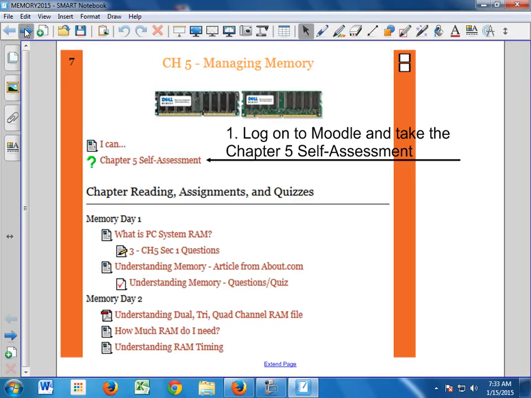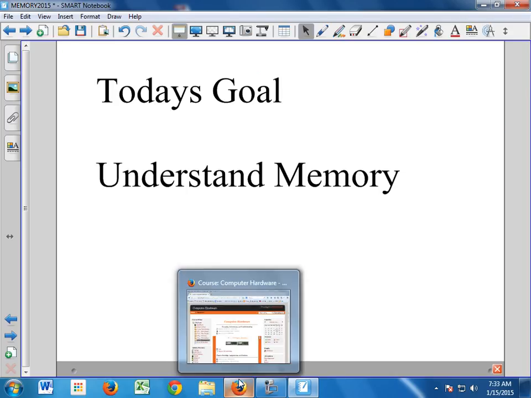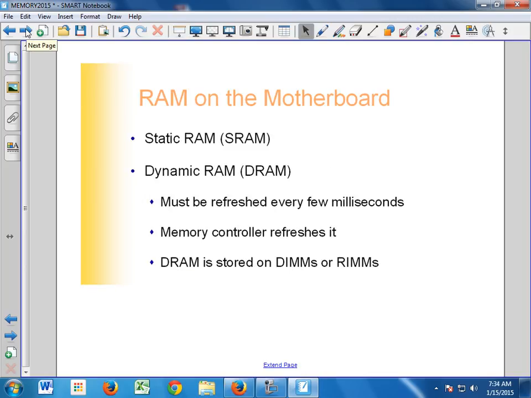Okay, so today's class objective is to understand memory. So we're starting chapter 5, which is all about system memory, which you guys have obviously got a little bit of a clue about because number 1, we covered it briefly in chapter 1. Number 2, you guys have removed and installed memory at least 3 times at this point as a minimum. And so you understand the basics of what system memory is.